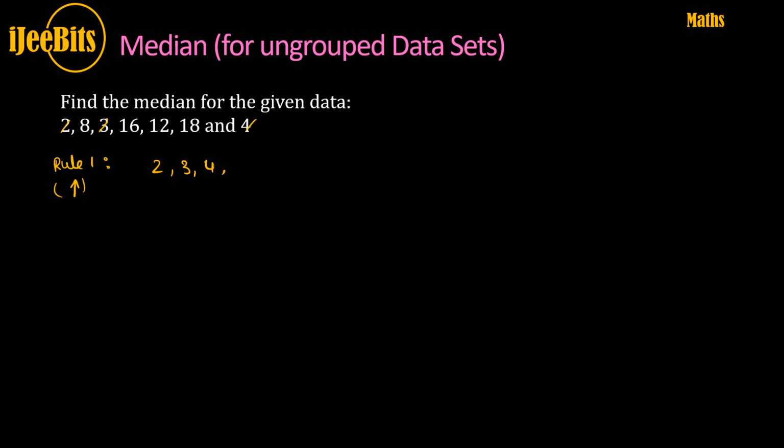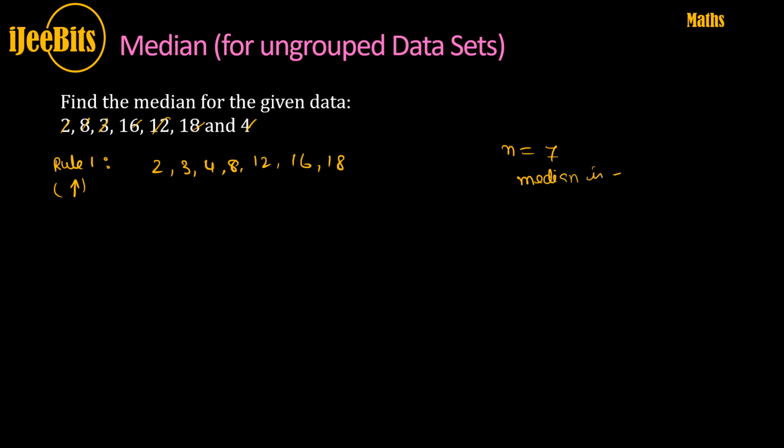Next one, 8, then 12, 16, 18. Okay, all done. So how many observations do I have? 1, 2, 3, 4, 5, 6, 7. 7 observations.